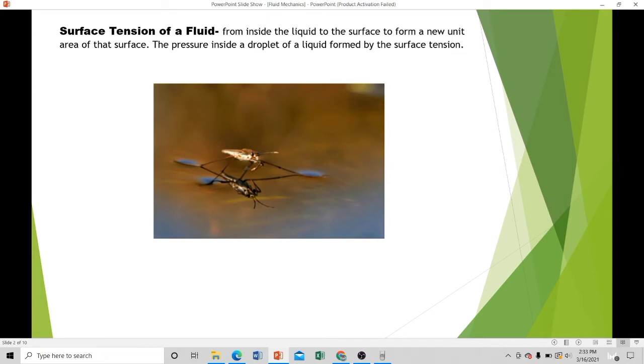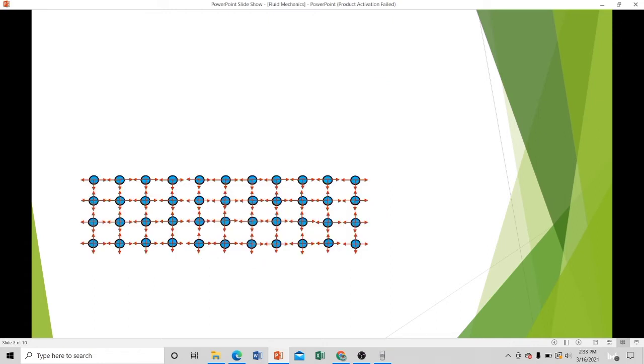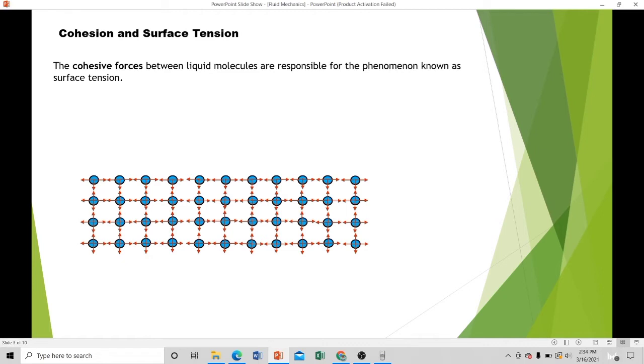By observing this illustration, have you ever wondered why an insect can walk on water? For the explanation, assume that this illustration is water molecules. We know that all molecules are attracted to each other. The forces between molecules in a liquid act with all neighboring molecules, and that is what we call cohesive force. The cohesive forces between liquid molecules are responsible for the phenomenon known as surface tension.